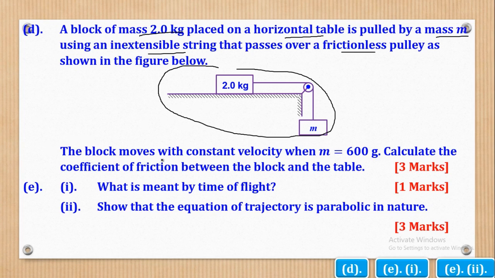The block moves with a constant velocity when m is 600 grams. Note this word, constant velocity. Constant velocity means acceleration is 0. Calculate the coefficient of friction between the block and the table.